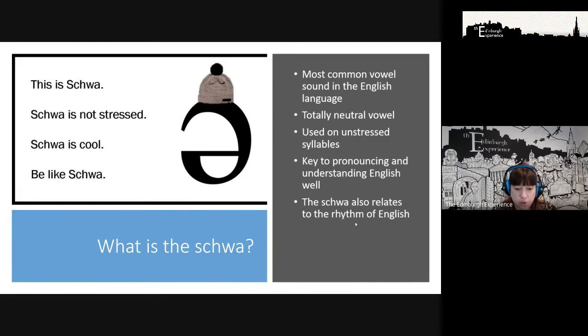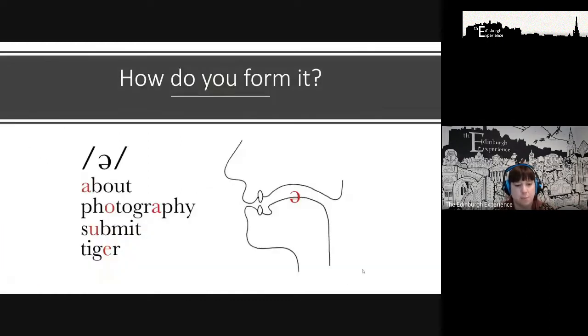The schwa is also really important to the rhythm of English, being able to understand that rhythm and also being able to reproduce that rhythm. And we're going to talk about what is called sentence stress, right? Well, we're going to be talking about that in a different session. Today, we're going to focus on individual word level relating to the schwa. So what we would call word stress, yeah? How it affects individual words rather than thinking about the full sentence.